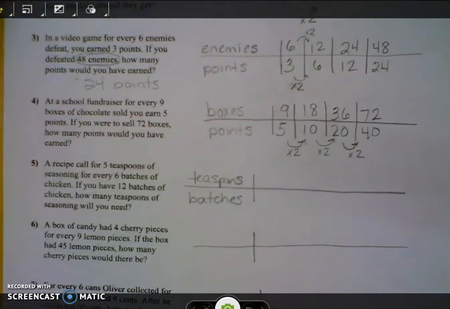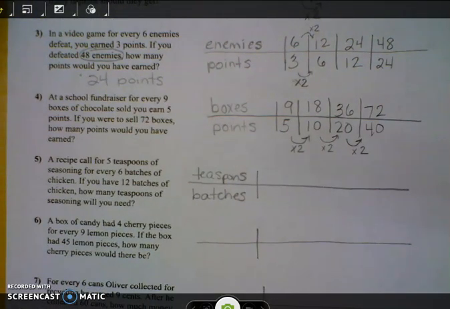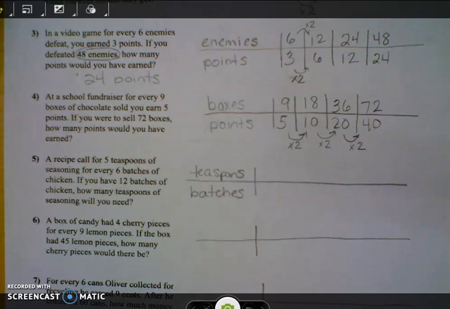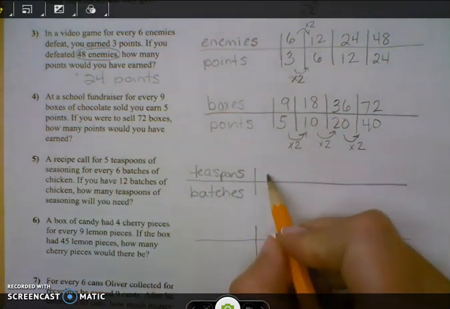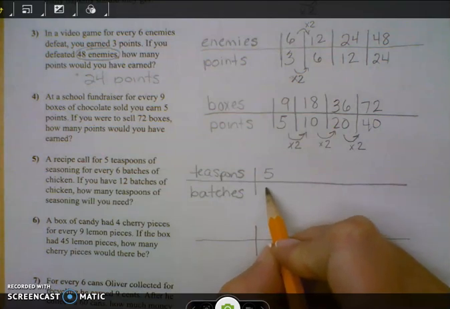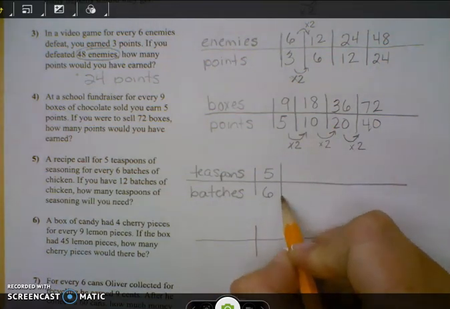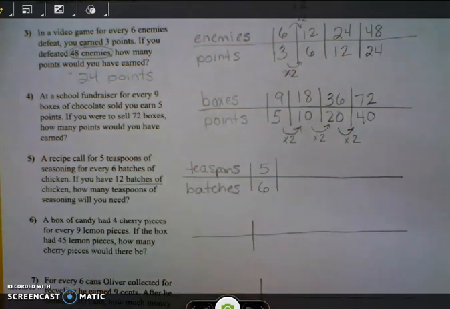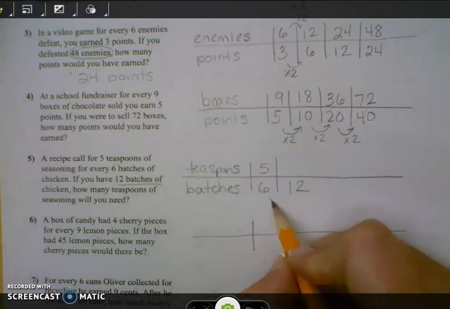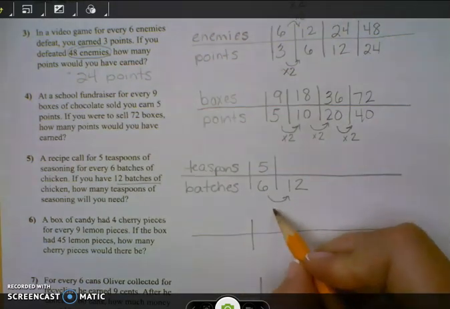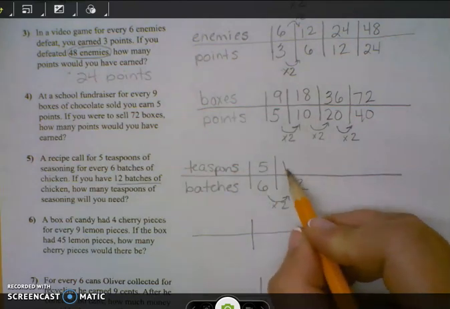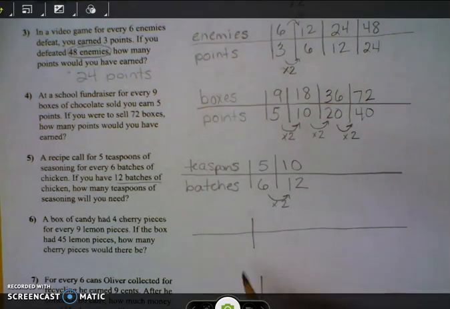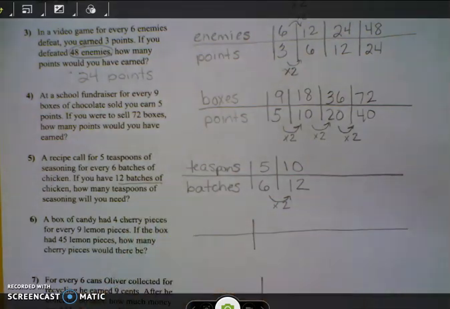All right. Again, if you want to pause and try the next one on your own, go for it. If not, watch along with me. Our recipe calls for 5 teaspoons of seasoning for every 6 batches of chicken. So 5 teaspoons for every 6 batches. And I know that I want 12 batches of chicken. All right, easy peasy. Just doubling. 6 doubled is 12. 5 doubled is 10. So I would need 10 teaspoons of seasoning.